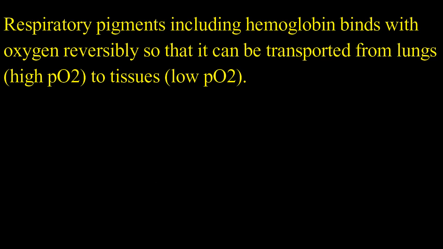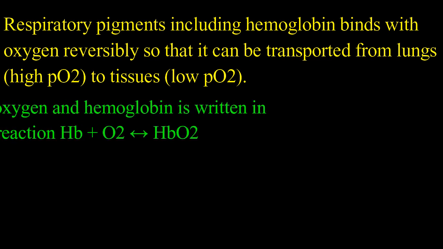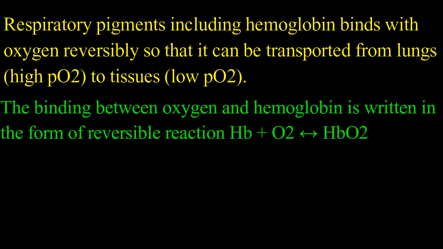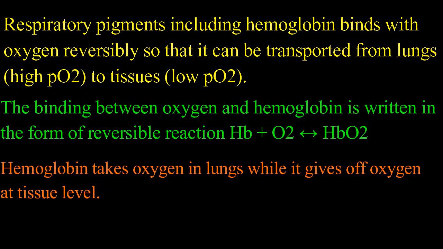Respiratory pigments including hemoglobin bind with oxygen reversibly so that it can be transported from lungs at high partial pressure of oxygen to tissues with low partial pressure of oxygen. The binding between oxygen and hemoglobin is a reversible reaction: hemoglobin plus oxygen gives oxyhemoglobin. Hemoglobin takes oxygen in lungs while it gives off oxygen at tissue level.